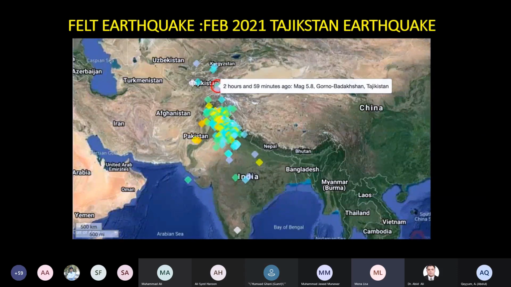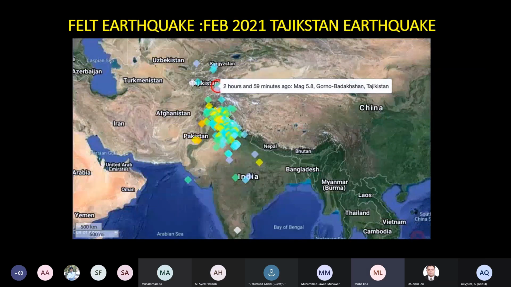In February 2021, an earthquake occurred in Tajikistan, and this is known as a felt earthquake because its shaking, vibration and seismic waves were felt even in Islamabad. All these red, yellow and green colors show the spreading, or the locations where the seismic waves of this earthquake were felt.